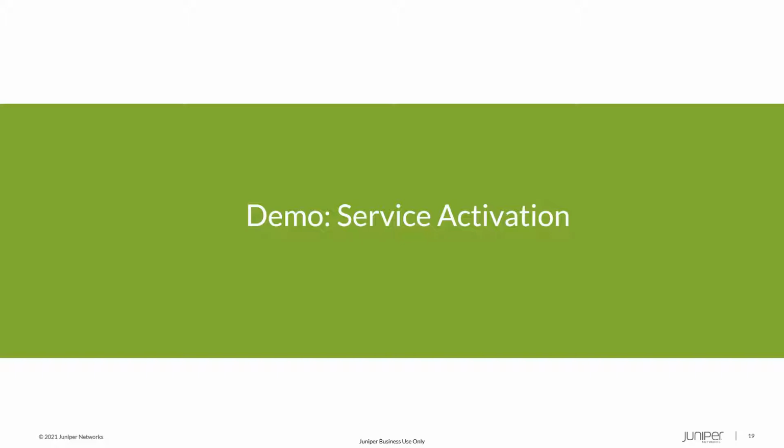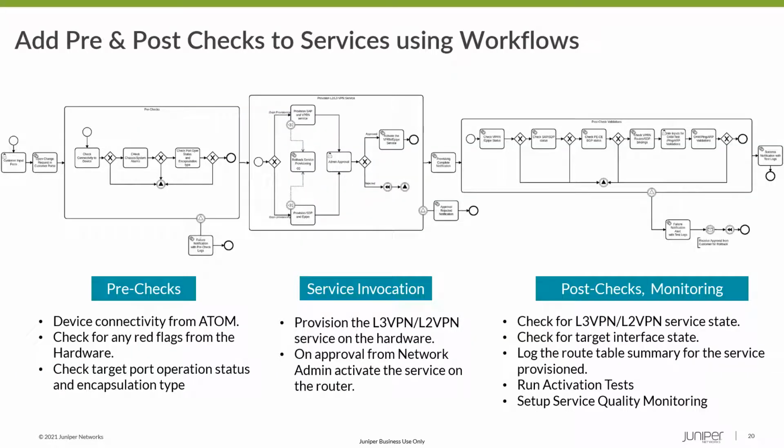In the next few minutes, I will walk through a demo of service activation. I will be demonstrating this use case where we add pre and post checks to services using the workflow. We will be deploying a layer 2 VPN between two routers, a Juniper MX 204 and a Cisco router running iOS XR. Prior to invoking the service, we will use the workflow to run pre-checks. We will check whether the device is online and we will run many other sanity checks.